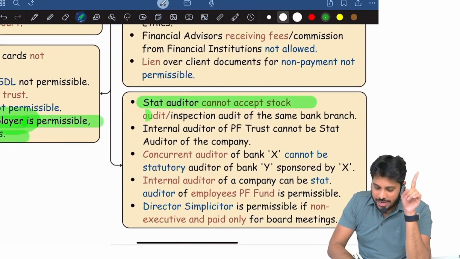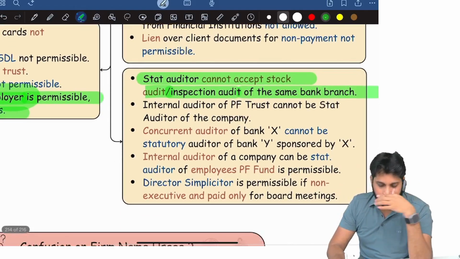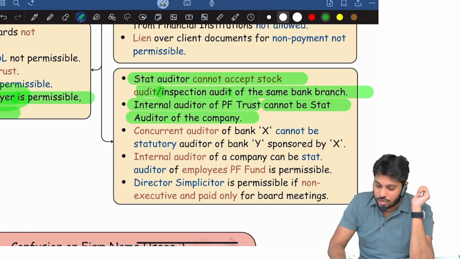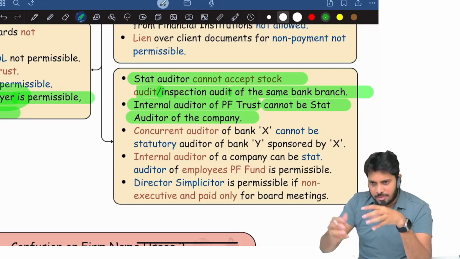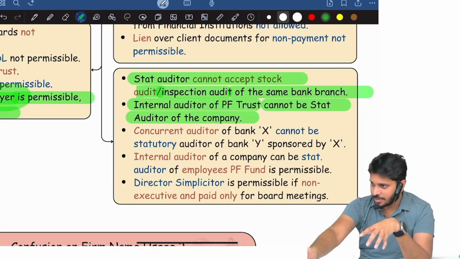Stat auditor cannot accept stock audit or inspection audit of the same branch. I already told. Internal auditor of a PF trust cannot be stat auditor of the company. If a PF trust is controlled by the company and you are an internal auditor, which means you are already indirectly controlled by the company, so you cannot be stat auditor.